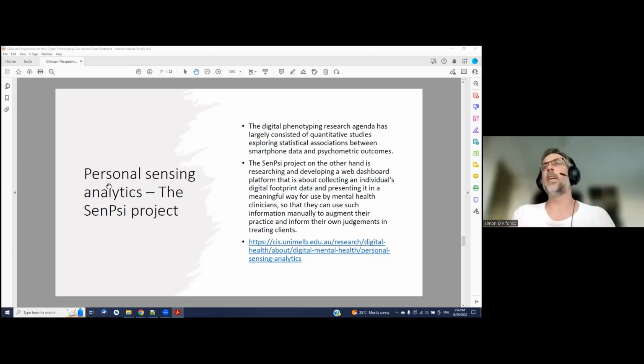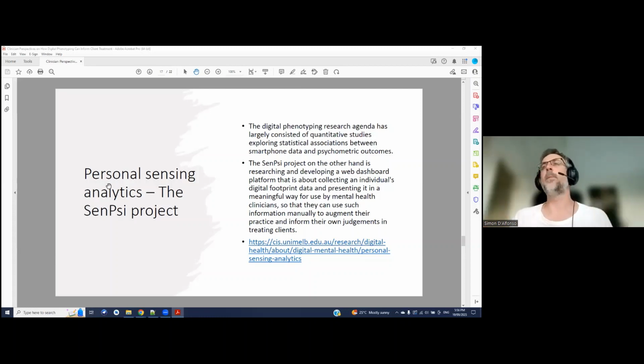The SenPsi project, on the other hand, is researching and developing a web dashboard platform that is about collecting an individual's digital footprint data and presenting it in a meaningful way for use by mental health clinicians so that they can use such information manually to augment their practice and inform their own judgments in treating clients.